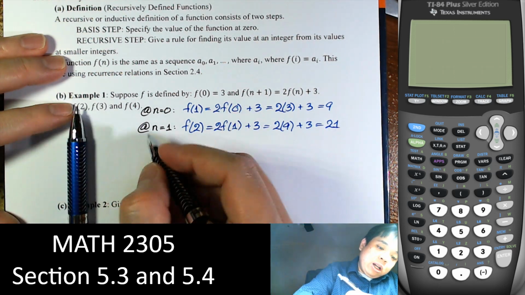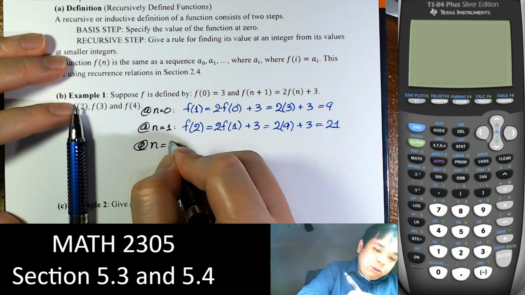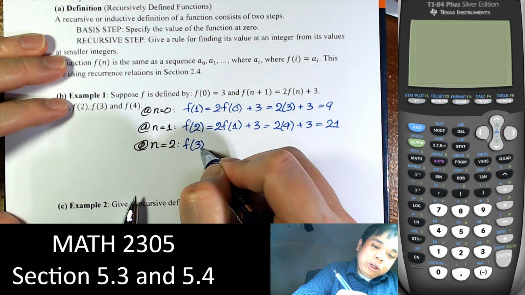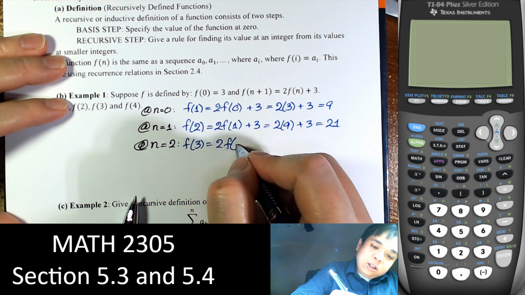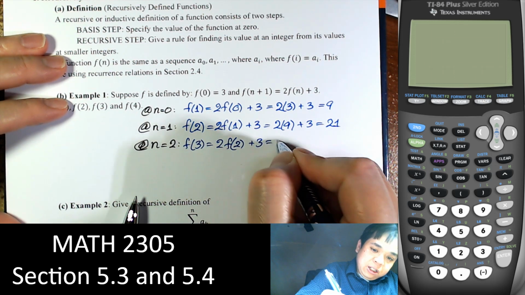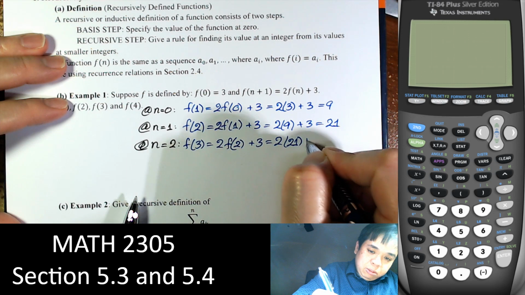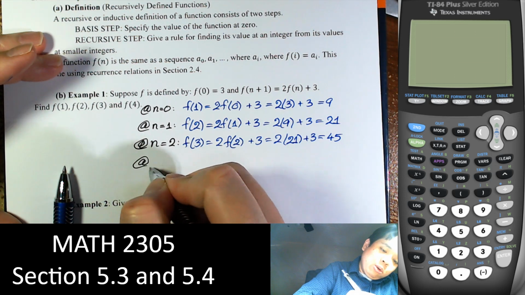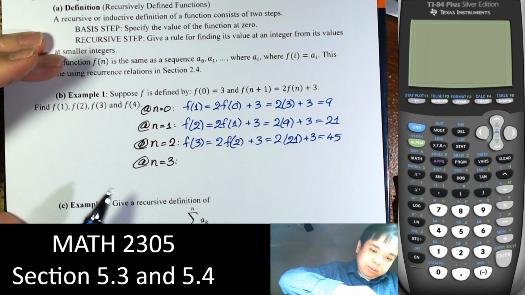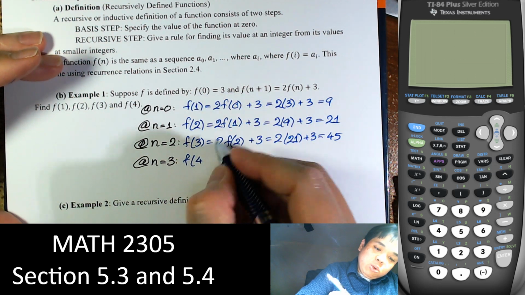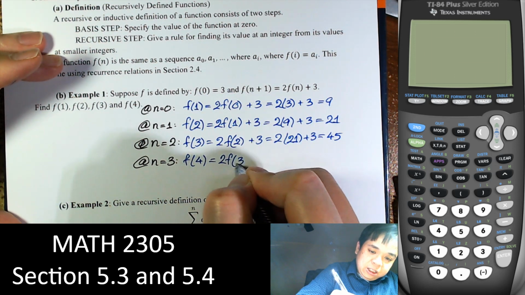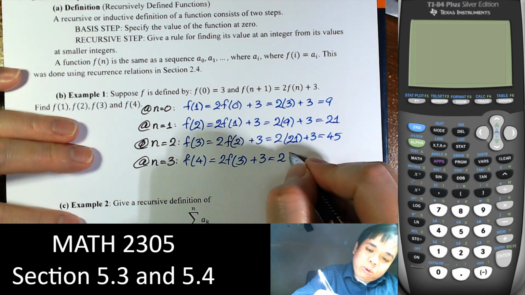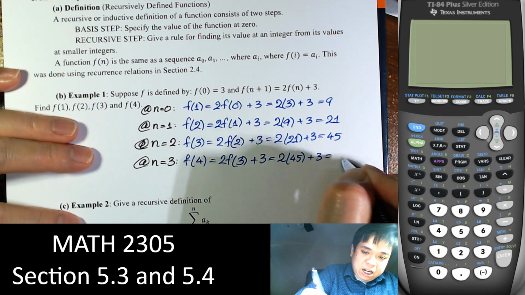I'll just keep doing that. n equals 2, so put 2 in here. That gives us f of 3, which is 2 times f of 2 plus 3, so 2 times 21 plus 3. That's 42, and that's 45. And n equals 3: 3 plus 1 is 4, so 2 times f of 3 plus 3. f of 3 is 45, so 2 times 45 is 90, plus 3 is 93.